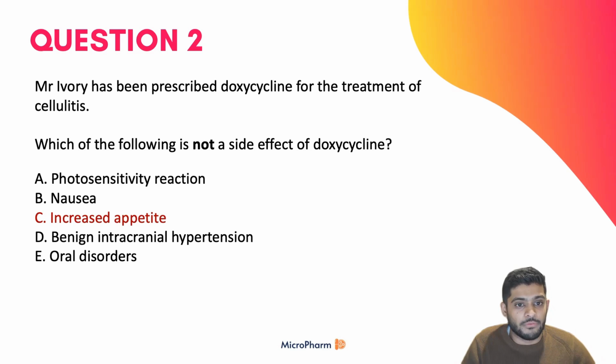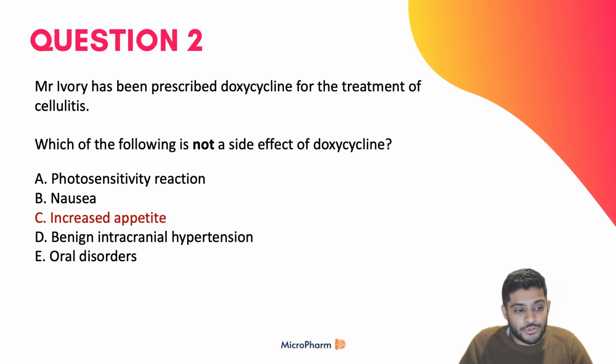Limit exposure to sunlight is really important. So if you can limit exposure to sunlight, cover up as much of your skin as possible, so less of your skin is exposed to the sun. Nausea is a very common side effect reported by patients taking doxycycline. Quite often, it decreases your appetite rather than increasing your appetite.